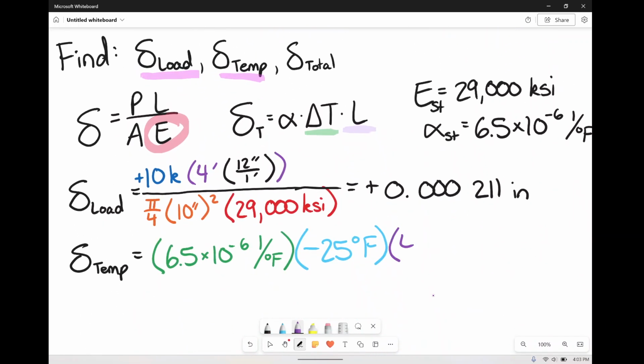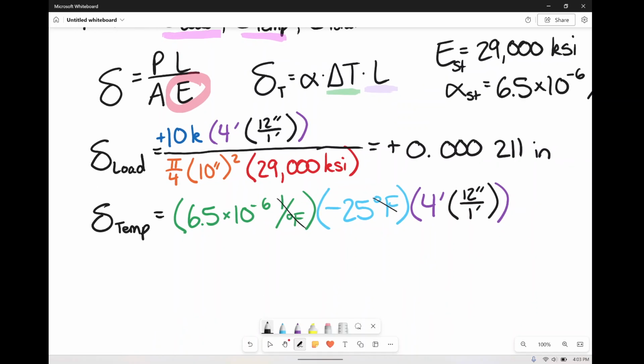But if you put this as 4 feet, yes, your degrees Fahrenheit are going to cancel here, but then you're going to get deformation in terms of feet, and that's a little bit silly. So don't forget to turn that into inches. So there's 12 inches in a foot. Ta-da! Now we're actually going to get our deflection due to temperature. And since we do have a minus for the temperature, that minus sign right there does mean we are going to have a minus for our deformation. And that's 0.0078 inches.